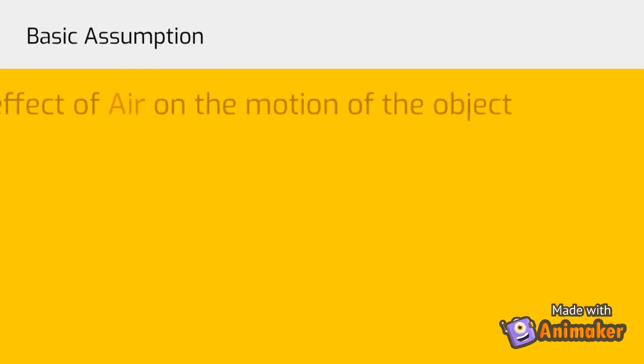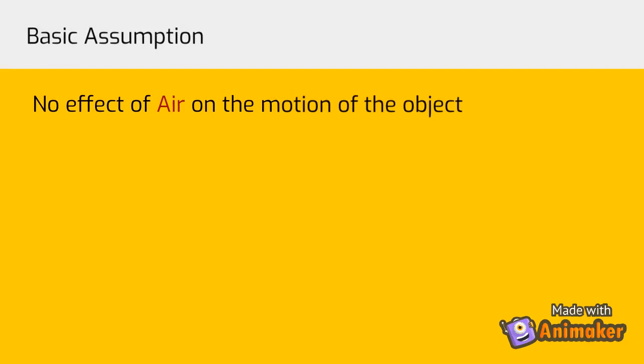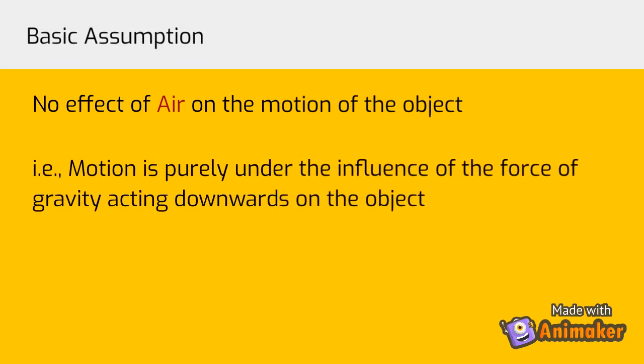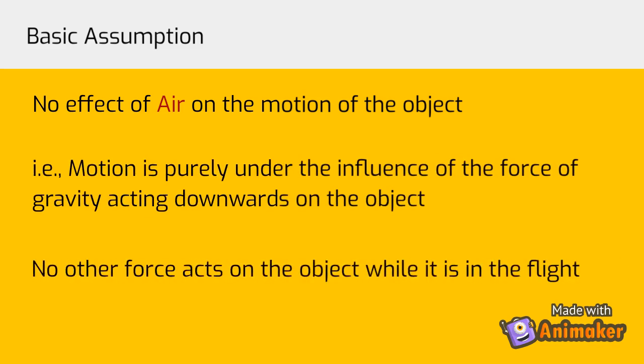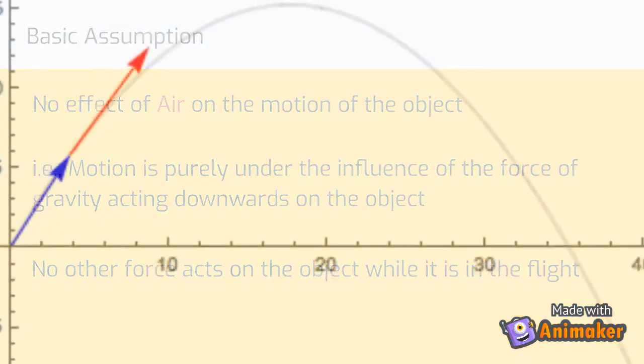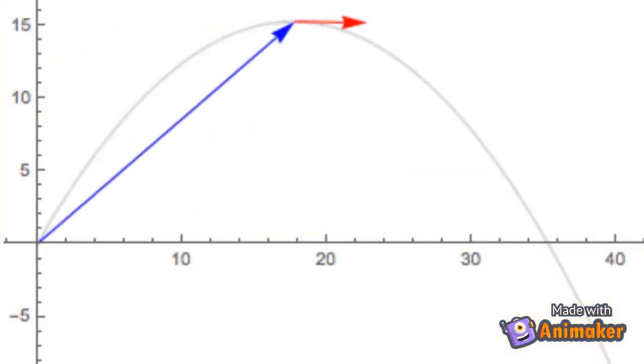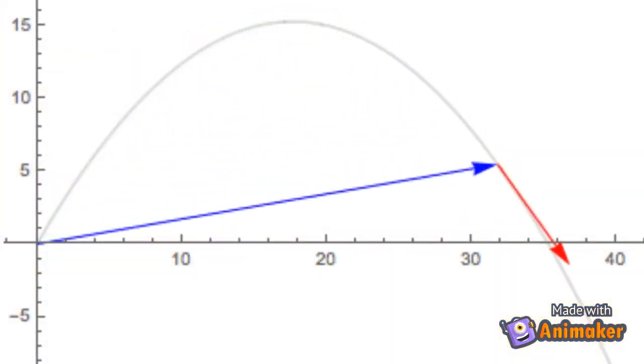In analyzing projectile motion here, we'll make one basic assumption, that air has no effect on the motion of the object, which implies that the motion is purely under the influence of the force of gravity acting downwards on the object, and no other force acts on it while the object is in flight. Given that assumption, we shall analyze the path followed by the projectile.